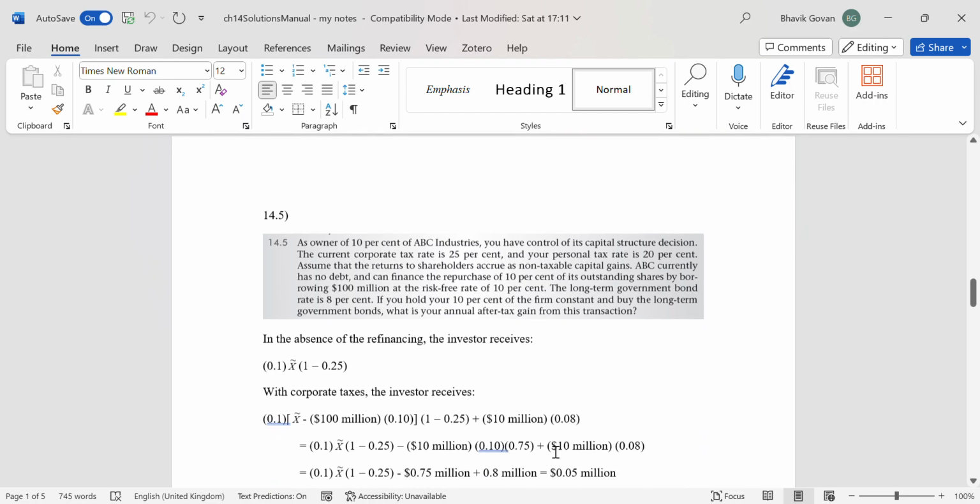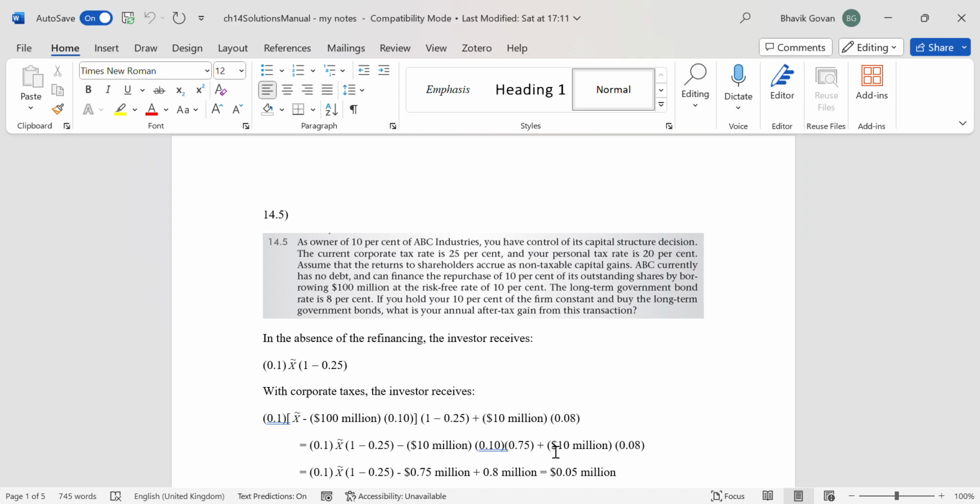Okay, 14.5. As owner of 10% of ABC Industries, you have control of its capital structure decision. The current corporate tax rate is 25%. Your personal tax rate is 20%. Assume that the returns to shareholders accrue as non-taxable capital gains. ABC currently has no debt and can finance the repurchase of 10% of its outstanding shares by borrowing 100 million at the risk-free rate of 10%.